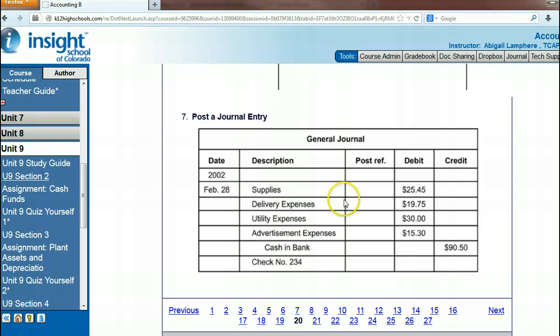Okay, so again, at the beginning of the month, we write ourselves a check for $100 and we put that aside in our petty cash box. Throughout the month, we take some money out for supplies, delivery expenses, utilities, advertising expenses. At the end of the month, we see we spent $90.50. So now we need to take that money out of the cash in our bank and put it back into our petty cash fund in order to get it replenished. But you'll notice we don't debit our petty cash fund again. We're debiting all these expense accounts because we are divvying them up to the correct accounts that need to be expensed.